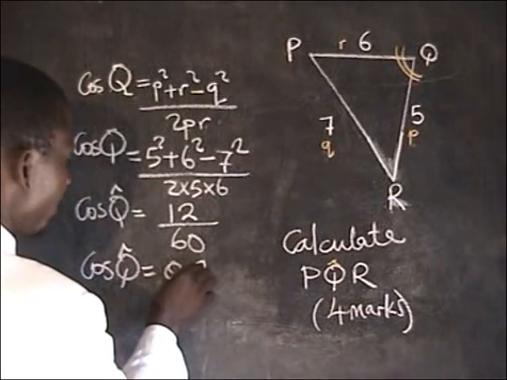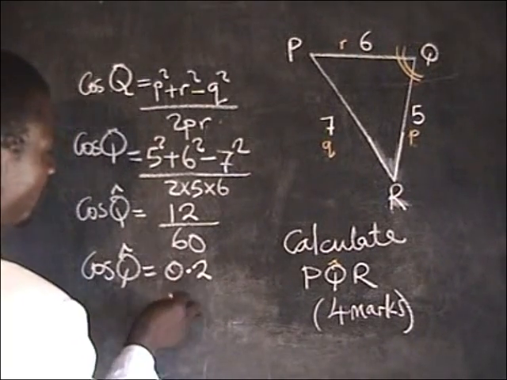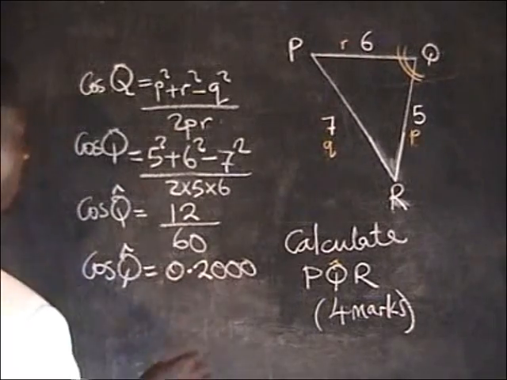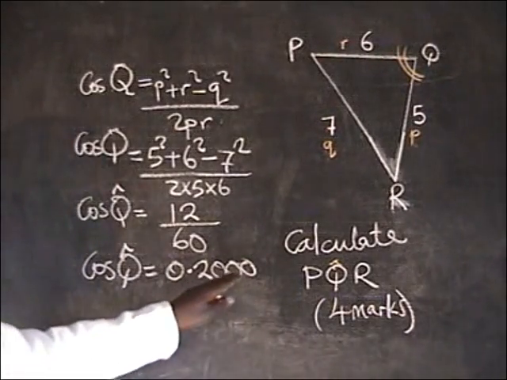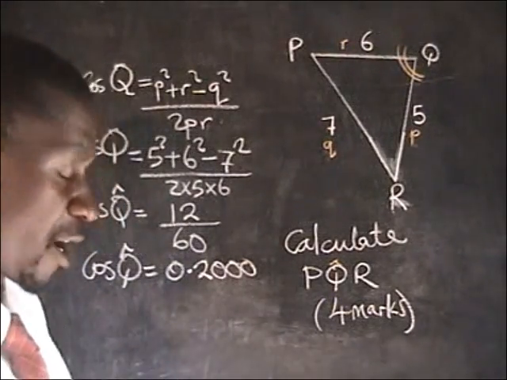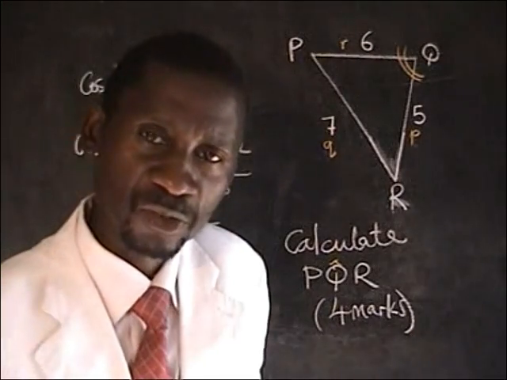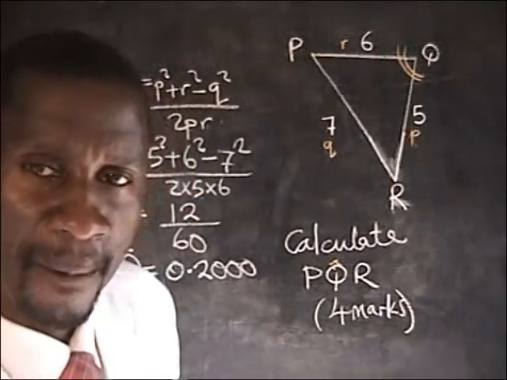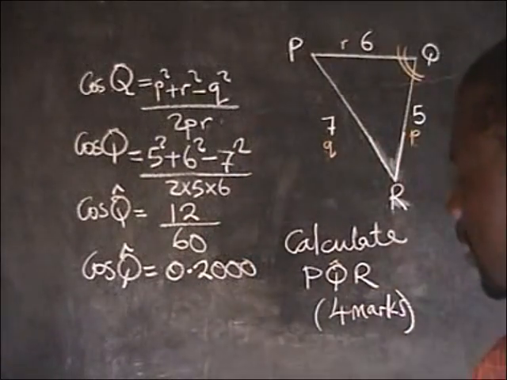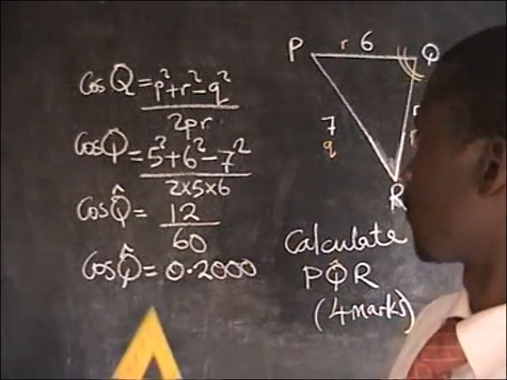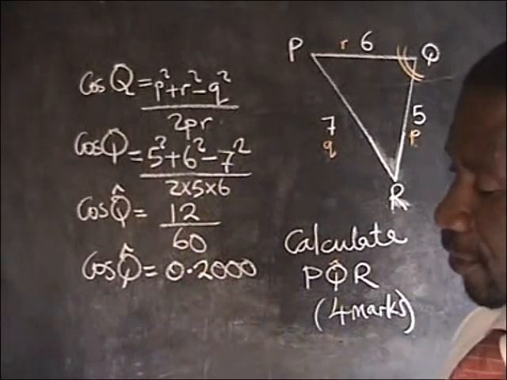0.2. You can have many zeros after the decimal point. It can be 0, 0, etcetera. Just 0.2. But I have to be fair, I have to do it using a scientific calculator so that you understand how to go about that. All I'm trying to say is that, more especially where we have 5 squared plus 6 squared minus 7 squared.